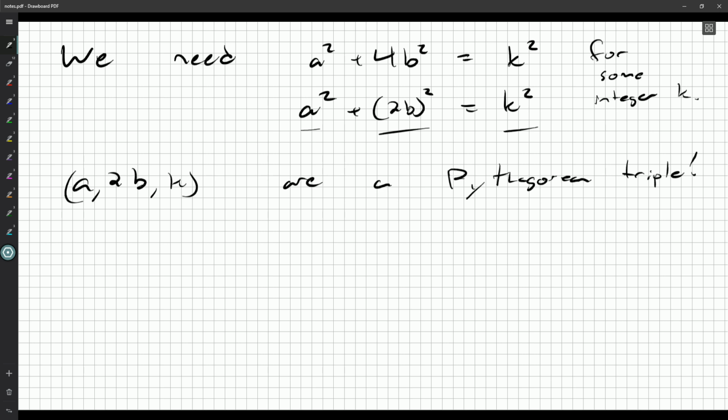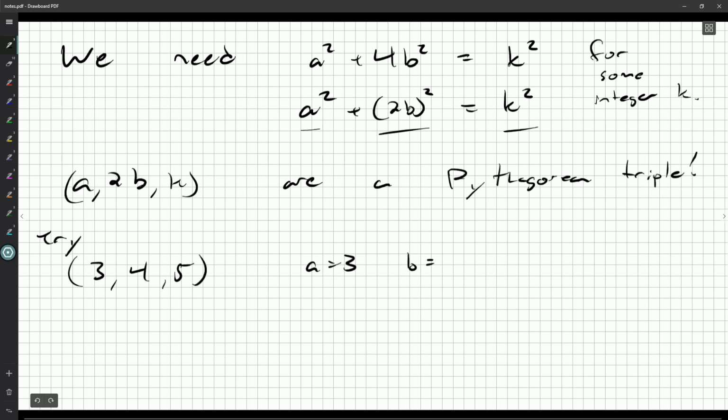So I doubt it's as simple as just picking a Pythagorean triple, but we could try something simple like 3, 4, 5. So this is just me exploring it. Try 3, 4, 5. So A is 3. B would be 4 over 2, which is 2, because 2B would be 4. And then K is 5.